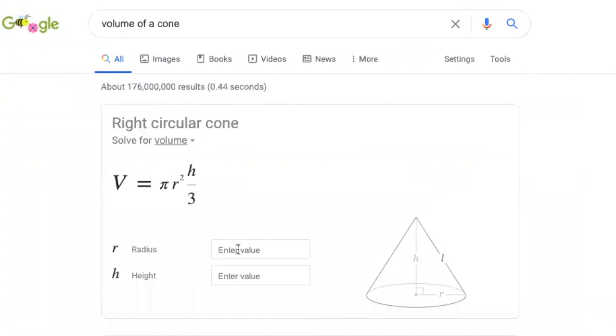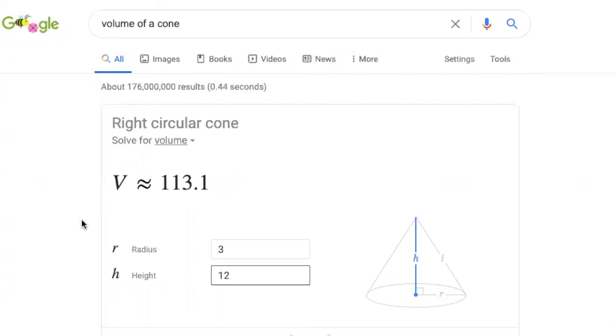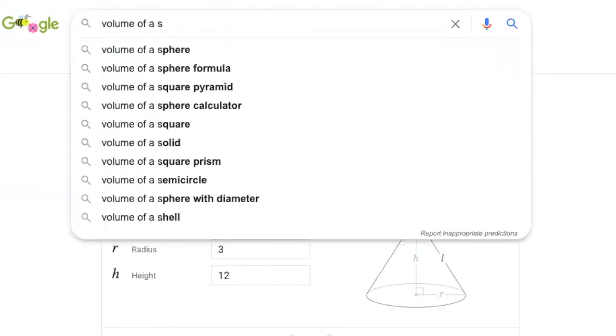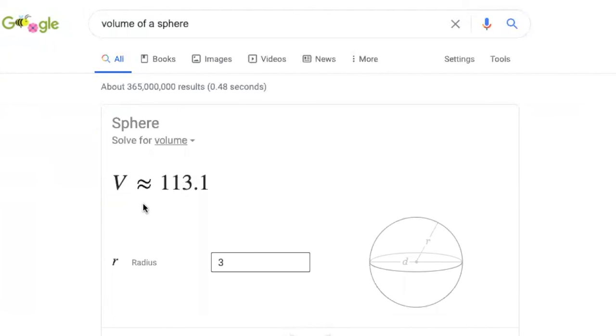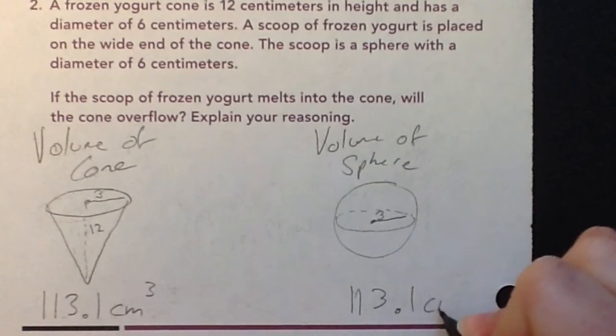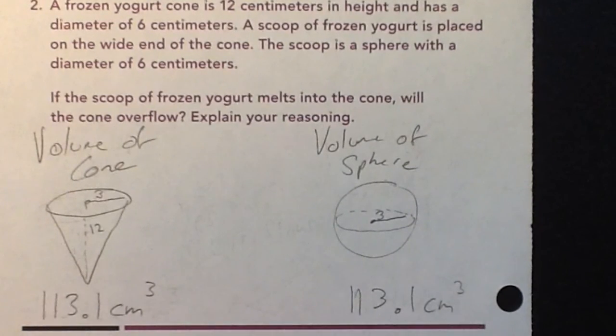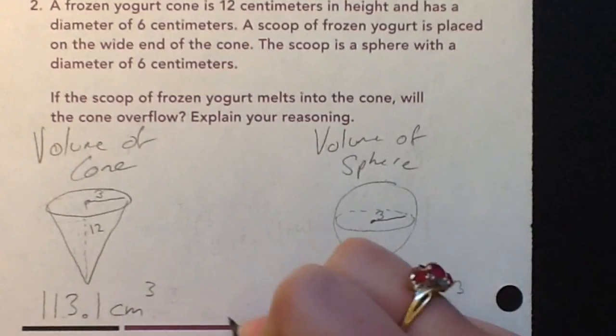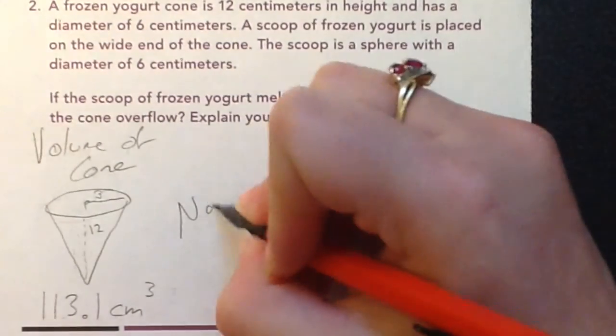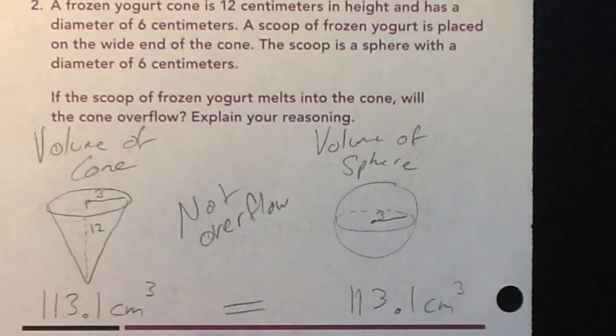For our cone, we had a radius of 3 and a height of 12, and we're getting that the volume is 113.1. Then for the frozen yogurt, we'll switch it to sphere and put in that the radius is 3, and we get 113.1 again. Considering that they're the exact same volume, it's very close and I wouldn't want to do this, but if this entire frozen yogurt did melt, it would exactly fit inside the cone. So it would not overflow. It's not a situation I want to be in considering how exact that is, but it would not overflow if you were very, very careful.